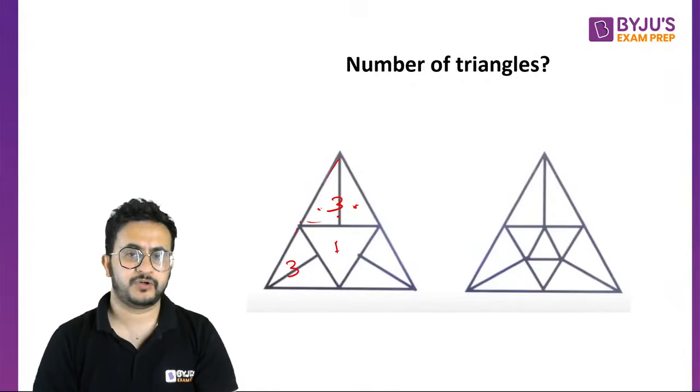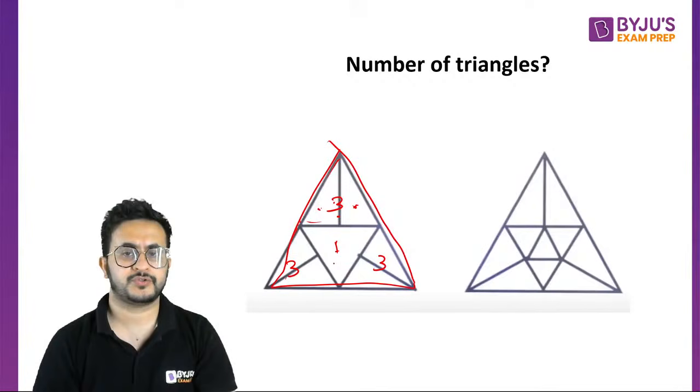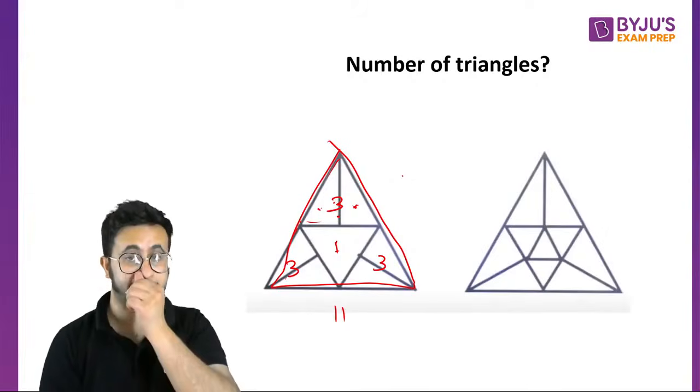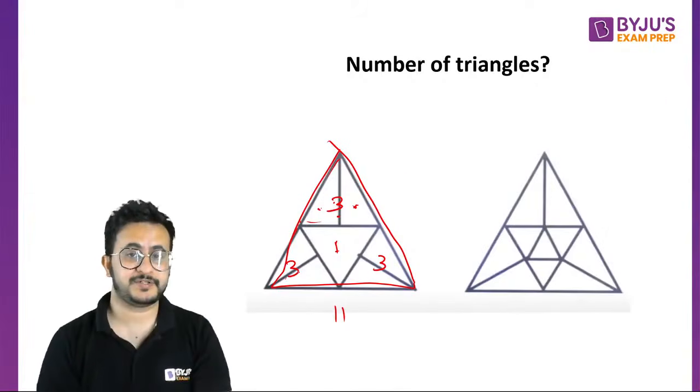This line will also make 3 triangles here. This will also make 3 triangles here, right? So 1, 3, 3, 3, that is 10 triangles, and then the larger triangle. So a total of 11 triangles. So we just combine all the learnings that we saw, right? So 3 triangles from this, 3, 3, 3, 1 in the center and the outer triangle.